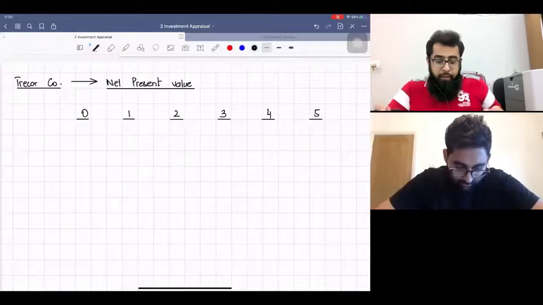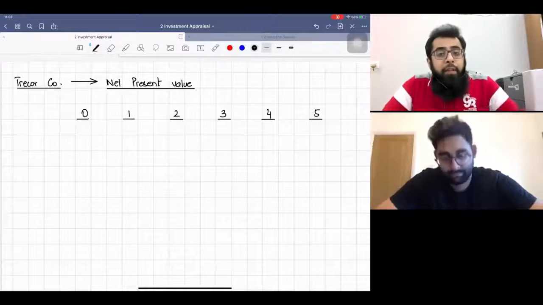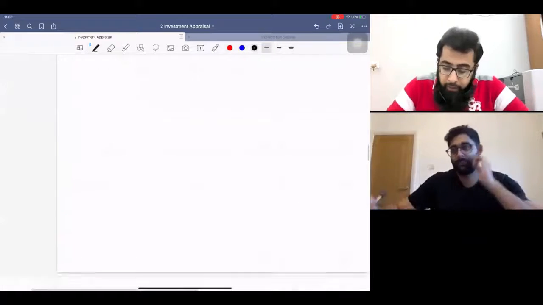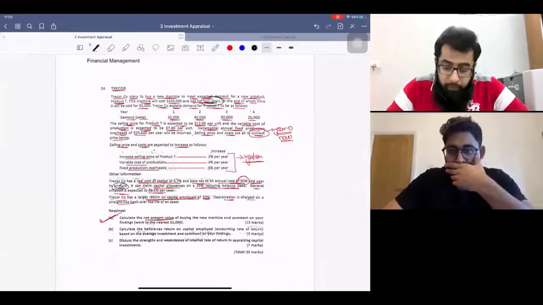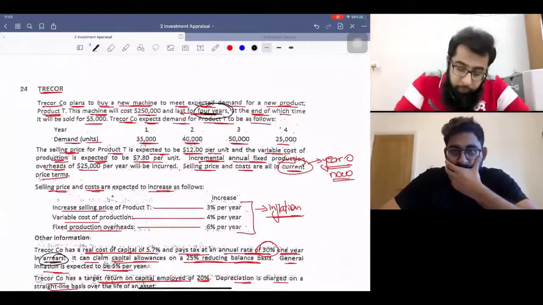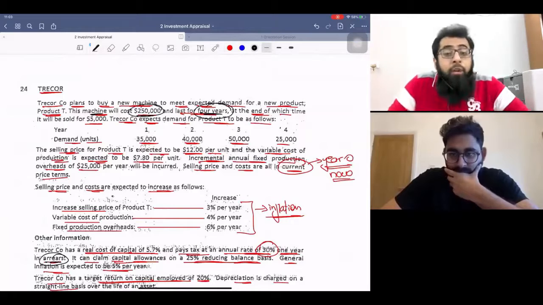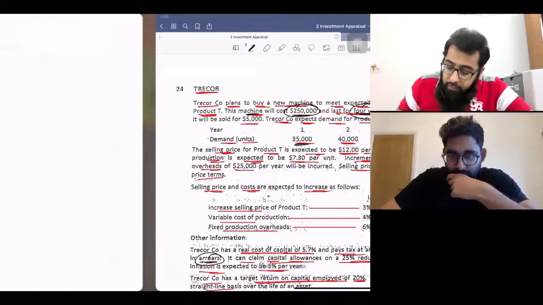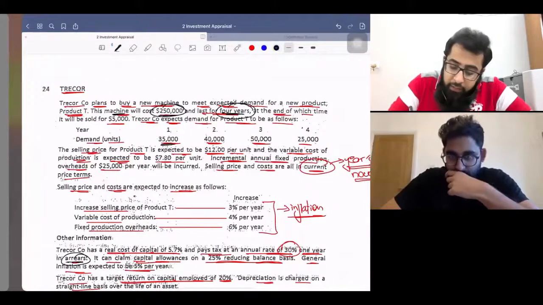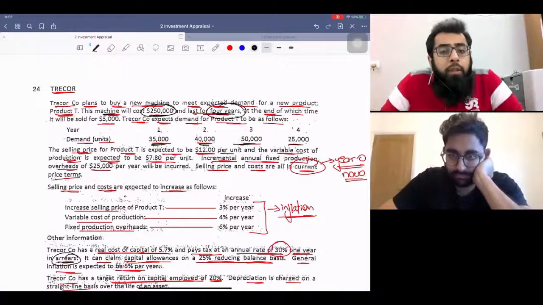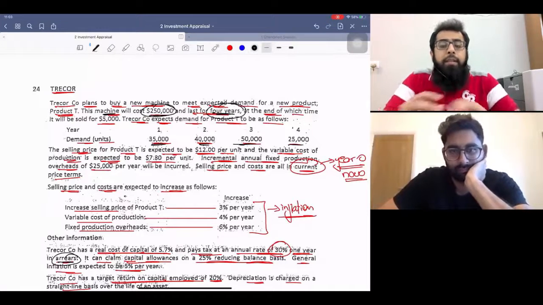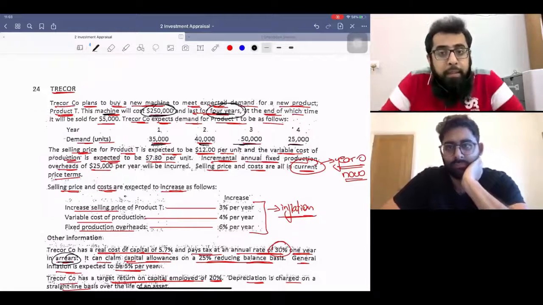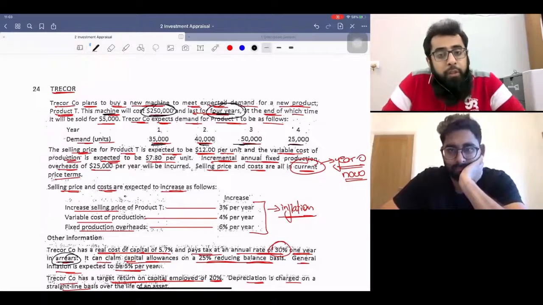Okay, so resuming again, some connectivity issue happened. So we made 5 years, year 0 to year 5. Year 0 denotes now, the start of the project, in which we will purchase the machine at a cost of $250,000. Now, there is demand of 35,000, 40,000, 50,000 and 25,000 units. I always say to my students to try to solve operational cash flows first and then put the investments, because you have to calculate the tax on operational cash flows.